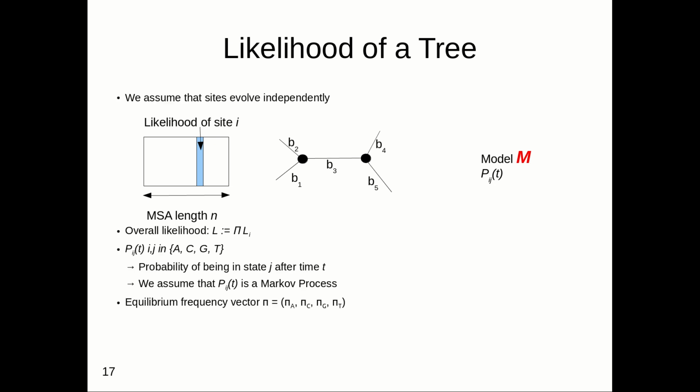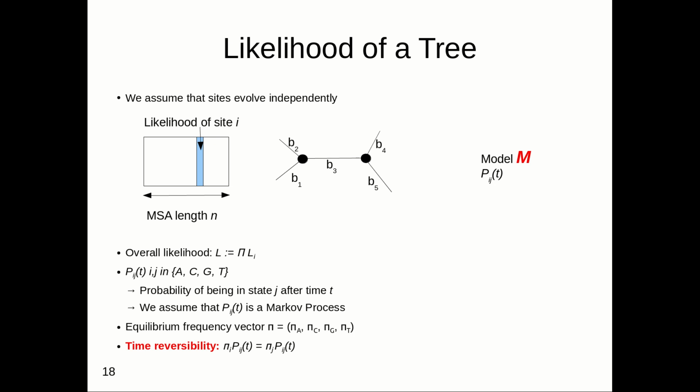Another thing we need, since we're talking about Markov processes, is the equilibrium frequency vector P that comprises the equilibrium or stationary frequencies of A, C, G, or T. And finally, another thing we need to assume for efficiently calculating the likelihood of a tree is time reversibility. Basically, we assume that evolution occurred in the same way if followed forward or backward in time.